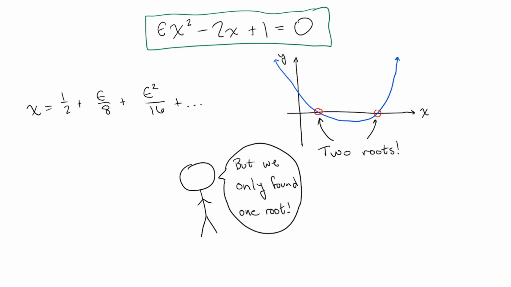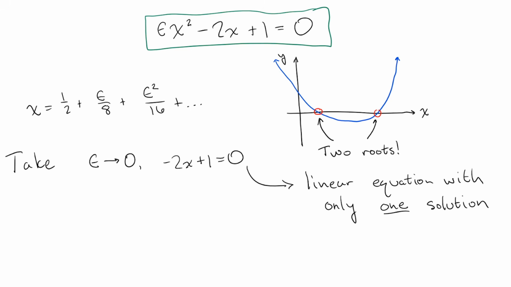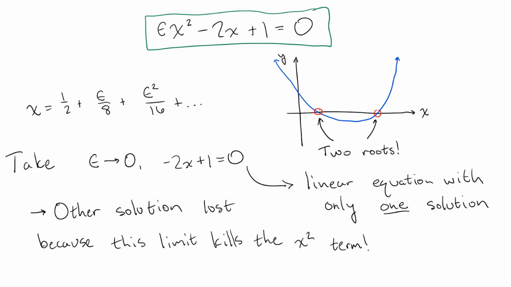So what happened? Well, we can see that by keeping the epsilon in front of the x squared term in our function, when we take the epsilon to zero limit in our perturbative expansion, we are changing the equation from a quadratic expression, which has two roots, to a linear one, which only has one root. So we've found the one root of the linear expression, but we haven't found the second root from the quadratic expression. Obviously, something problematic is going on. So how do we find this other root in this limit?